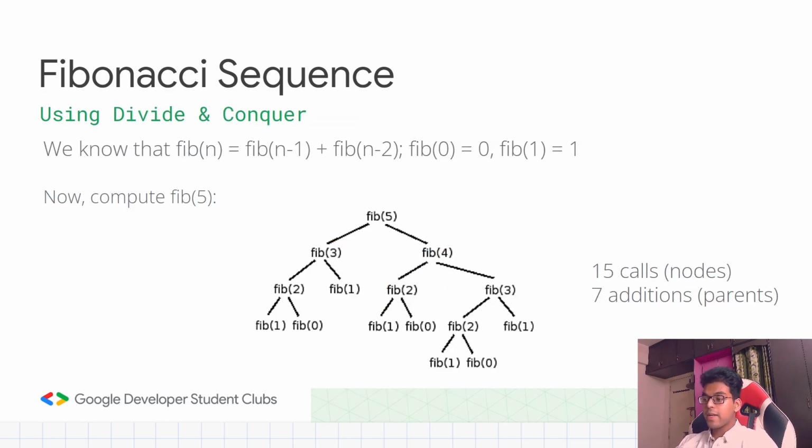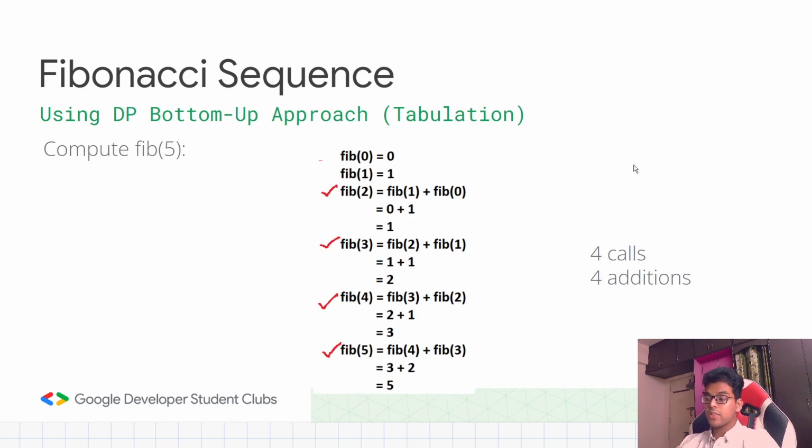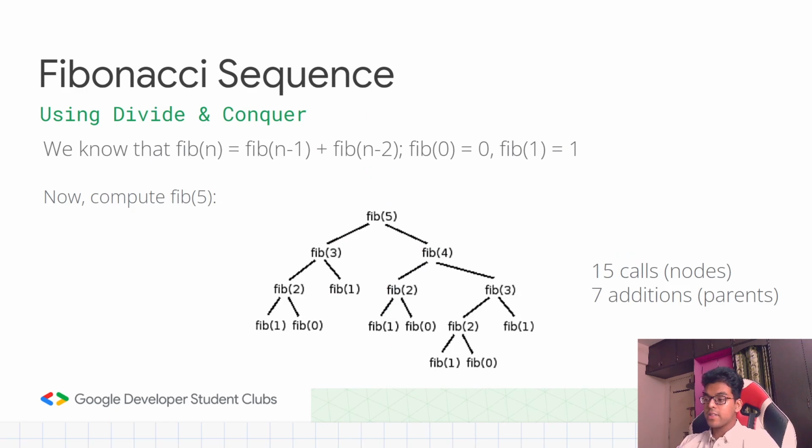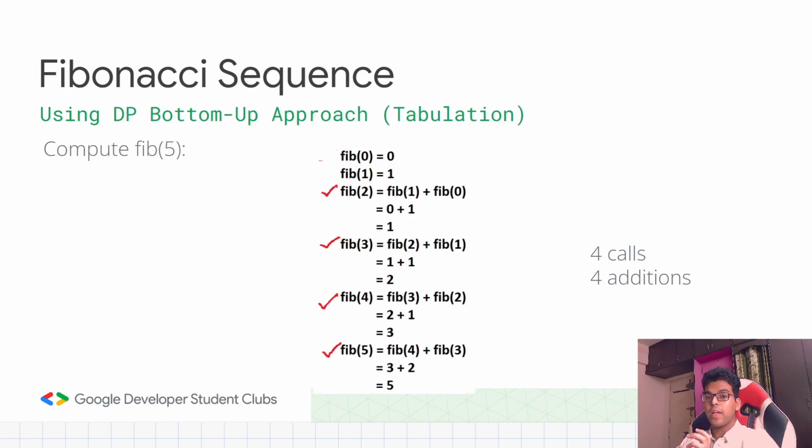So you can see there's a dramatic reduction. Almost 1/4 of the function calls, reduced to 1/4, and additions are reduced to almost half, even for a small n value. So you can imagine the savings for a big n value.